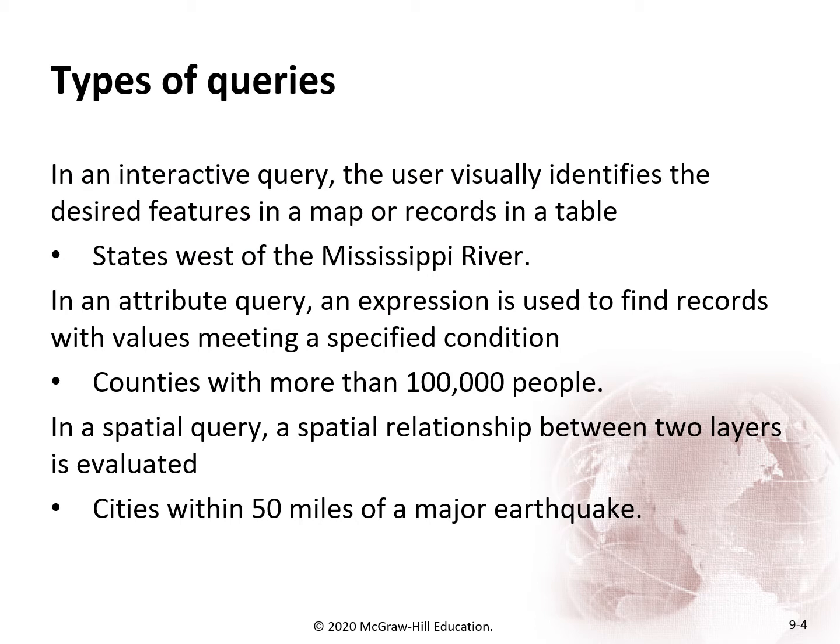In terms of types of queries, in an interactive query, the user visually identifies the desired features in a map or records in a table. What does that mean? It means that on the map you select something, or in the attribute table you select something, and basically it's just a simple expression like counties with populations over this amount, or cities within a distance of a feature from another class.